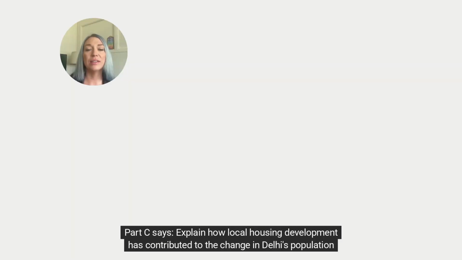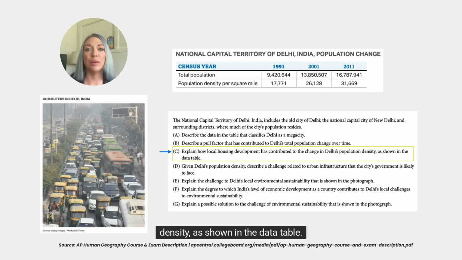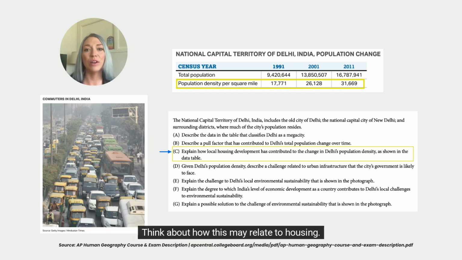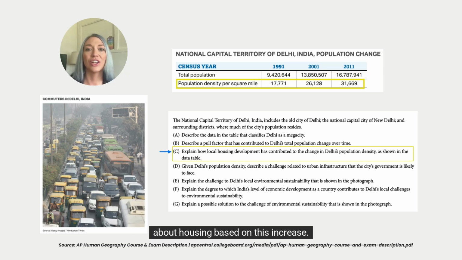Part C says, explain how local housing development has contributed to the change in Delhi's population density as shown in the data table. If we look at the data table, we can see that population density increased between 1991 and 2011. Think about how this may relate to housing. This is a tough one. But even if you did not learn about this specific topic in class, we can still make some assumptions about housing based on this increase.